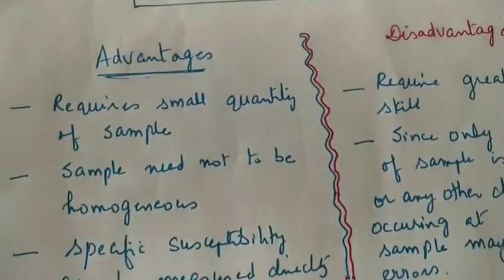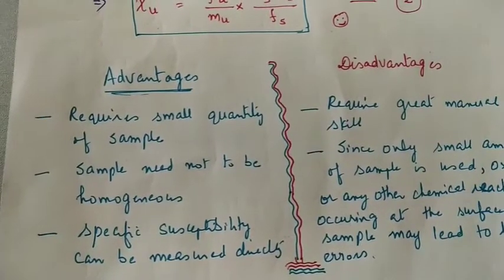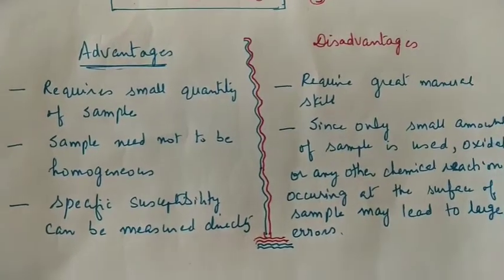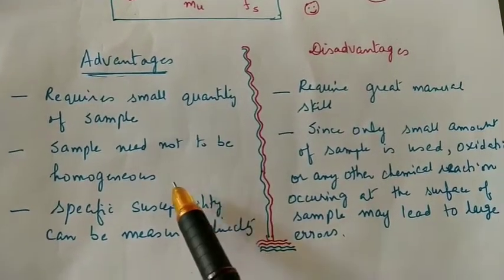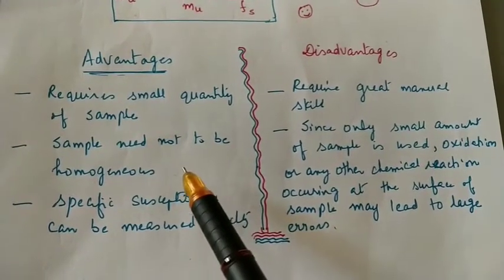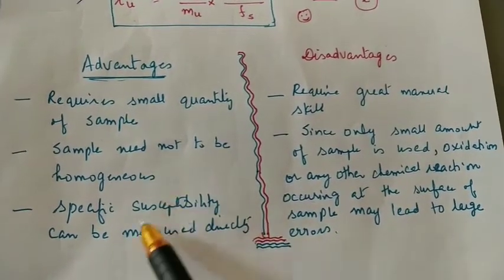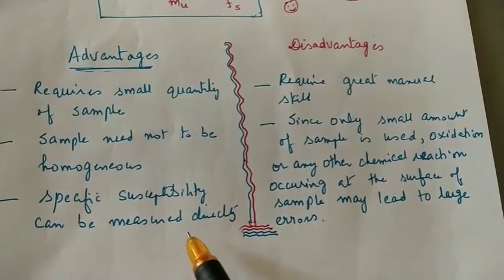Now what are the advantages and disadvantages of Faraday's method? The advantage is that it requires a small quantity of sample. This is the first. Second, the sample need not be homogeneous, whereas in the Gouy method the sample always has to be homogeneous, so this is an advantage over the Gouy method. Third, specific susceptibility can be measured directly.